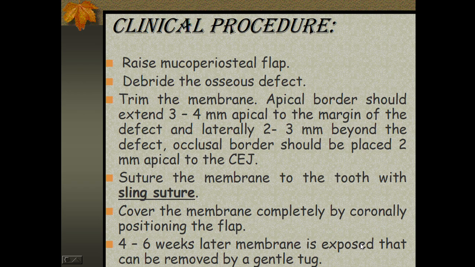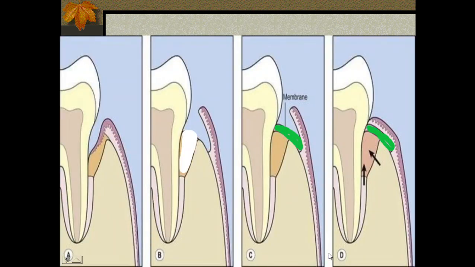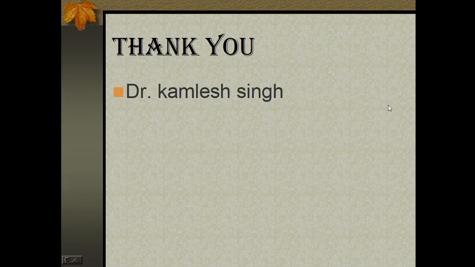later, if the membrane is exposed it can be removed by a gentle tug, and if it is resorbable then there is no need for a second surgery. This is the osseous defect. We have given the incision, done thorough scaling and root planing. After bone grafting, the membrane is placed. We have tried to exclude the gingiva from the underlying tissues, and this is how this procedure is done. Thank you so much.